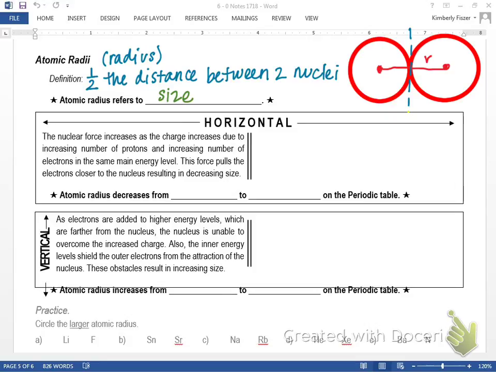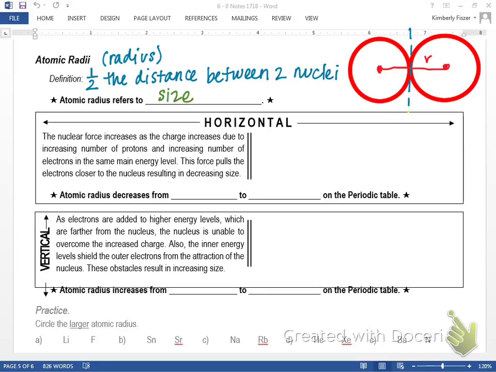Okay? So, you should have your periodic table. Please put it in front of you because we're about to go through a horizontal trend and a vertical trend and you're going to need to look at it. First thing we're going to do is read through the science words and then we're going to put it in less science words. So we go with the nuclear force increases as the charge increases due to increasing number of protons and increasing number of electrons in the same main energy level.